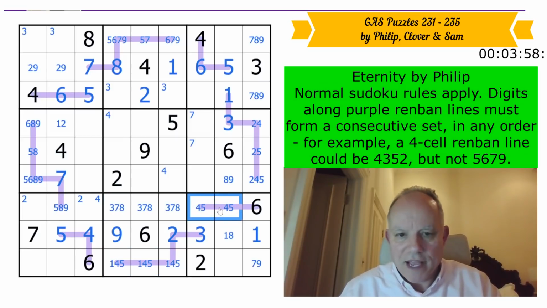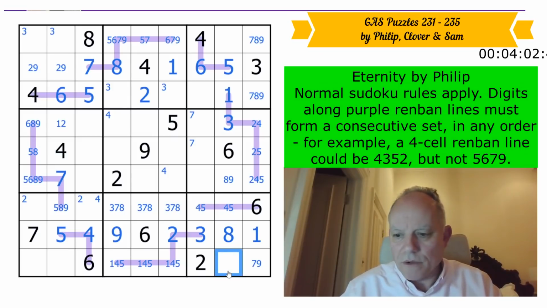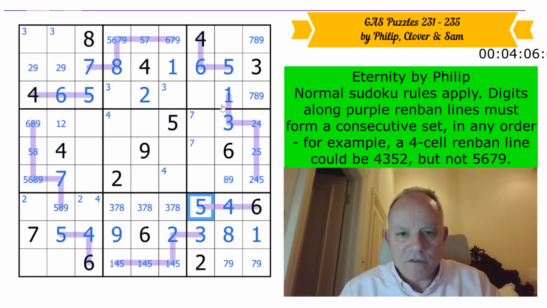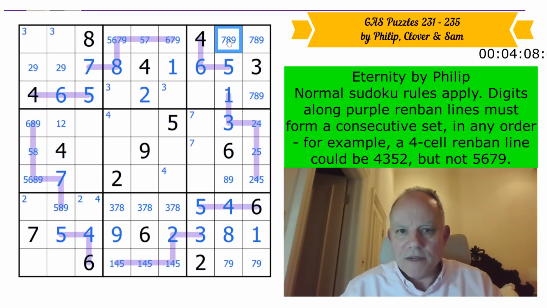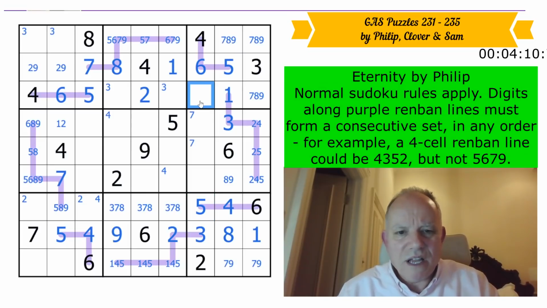Can't have a 7 there now. That can't be a 1. This is 7 or 9. That actually 4, 5 is resolved by the 5 above. That's 7, 8 or 9. We can, oh no, now that has to be a 2 and it can't be.